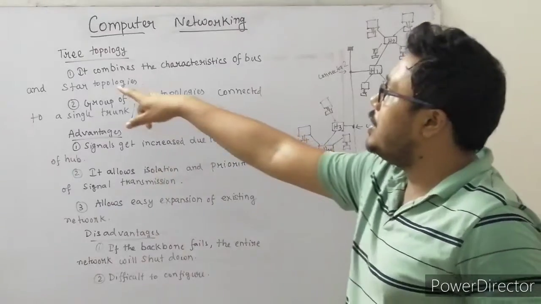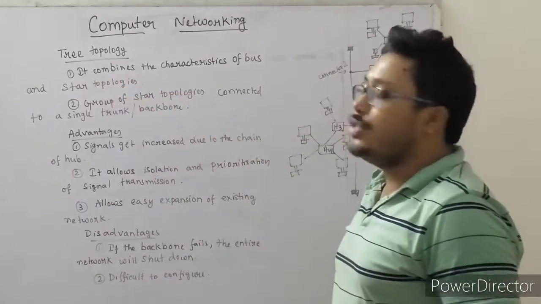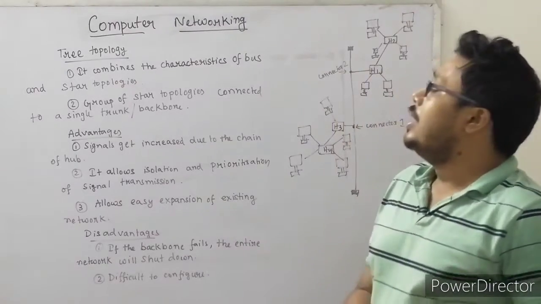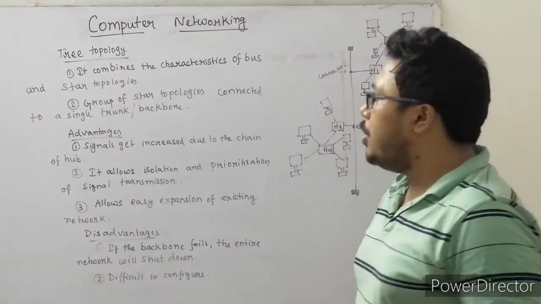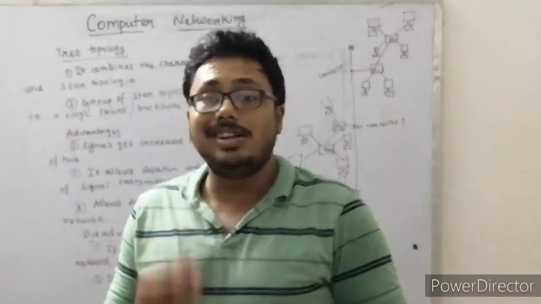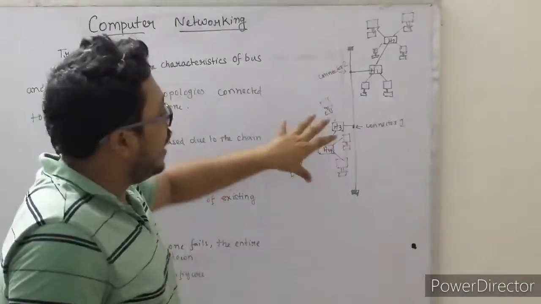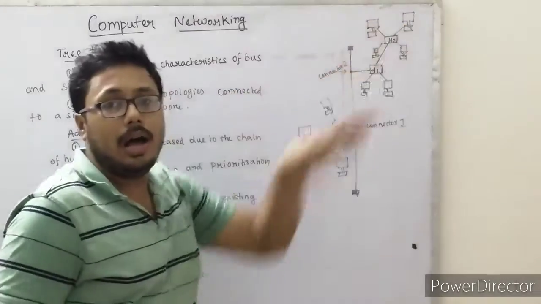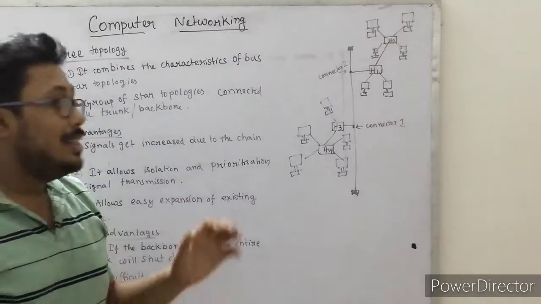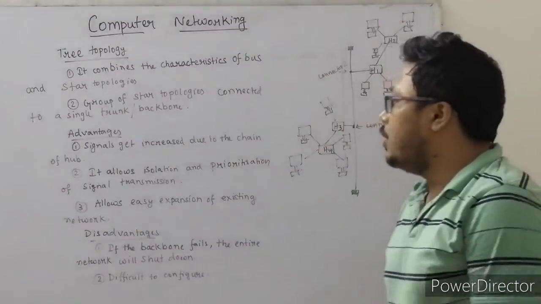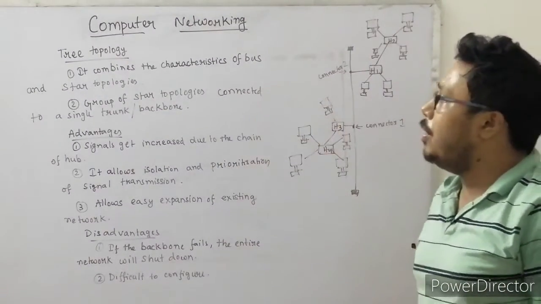So the first point is it combines the characteristics of the star topology and bus topology. Next is a group of star topologies connected to a single trunk or backbone. See, it is a backbone, and these two are star topologies which are connected with this backbone. Now, this is all about tree topology.